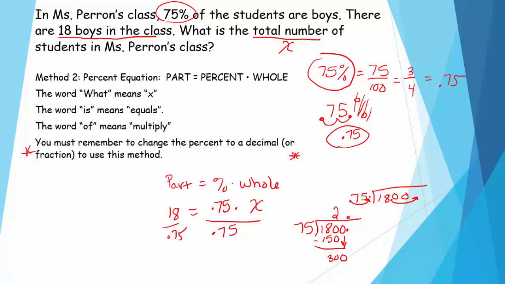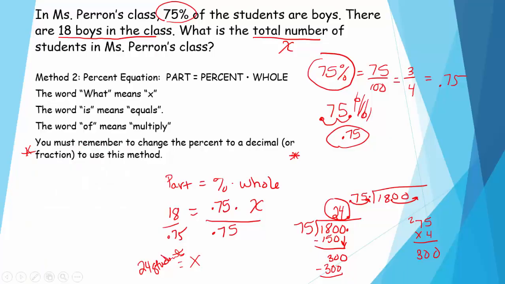75 times what is 300? 75 times 4. 5 times 4 is 20. 7 times 4 is 28, 29, 30. So that's 300. Subtract that off. And again, we come up with x equals 24 students.